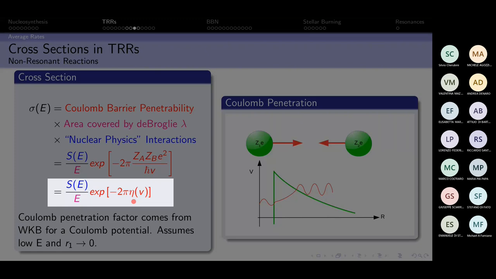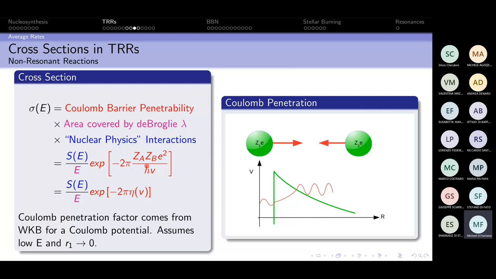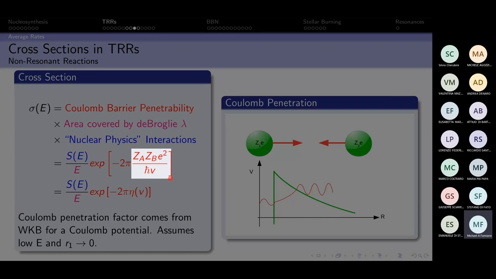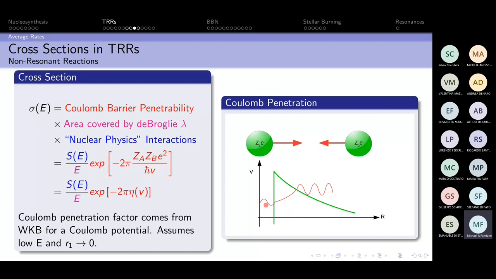That's just equal to this quantity here, Z1 Z2 e squared over h bar, Planck's constant over 2 pi, times the velocity. Of course, we can take the velocity and make it look like an energy, 1/2 mv squared. So the velocity is something like a square root of an energy. And so that's it. This is a cartoon that shows quantum mechanical tunneling. If you've studied that before, then you probably understand this. If not, that's okay. Just understand that the cross section looks like this.